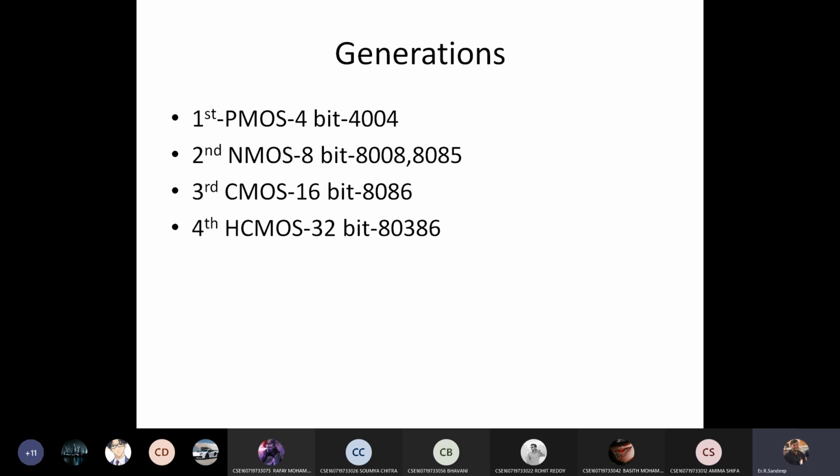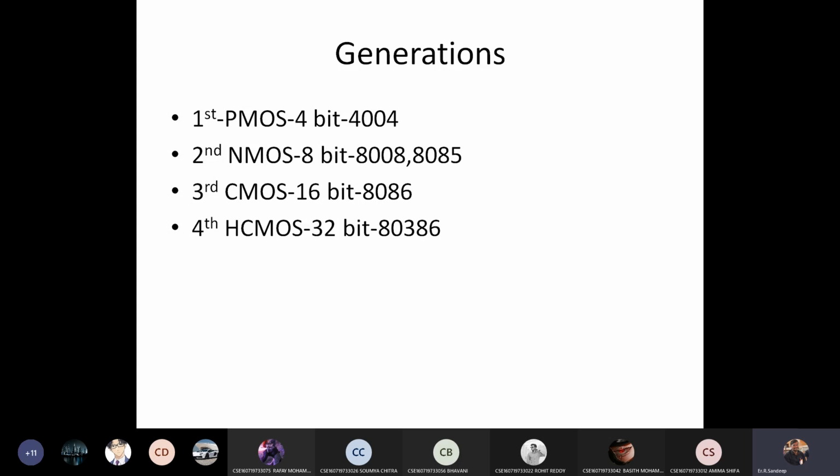In the second generation, they used the technology called NMOS, and these are 8-bit microprocessors. The best examples are 8008 and 8085, the 2 microprocessors released in the second generation. The third generation is CMOS technology, and the third generation are 16-bit microprocessors. The best example is the 8086 microprocessor.